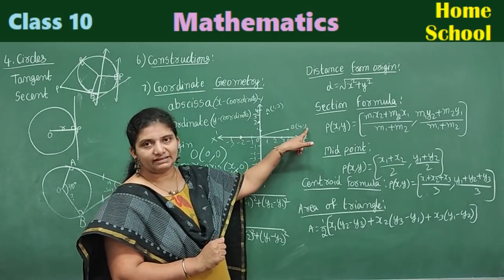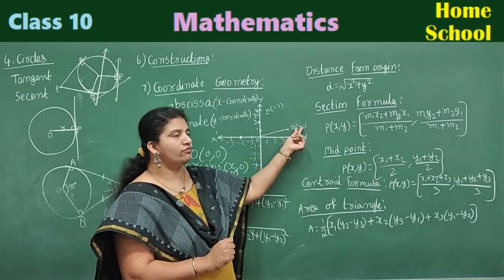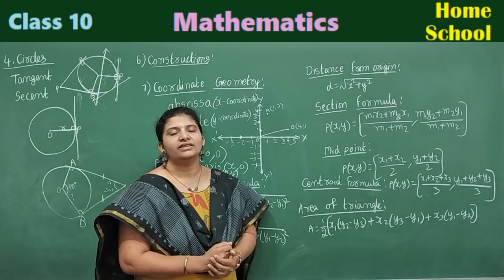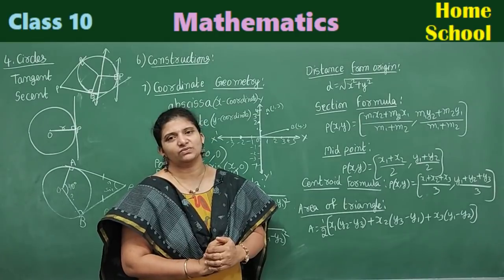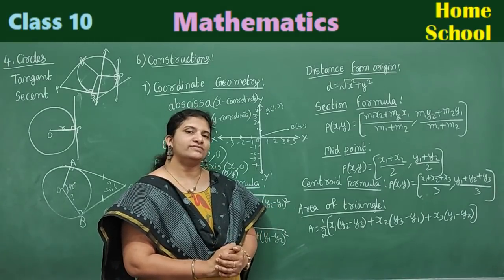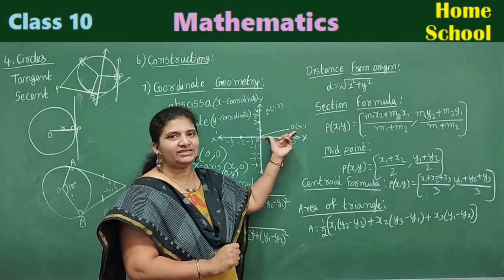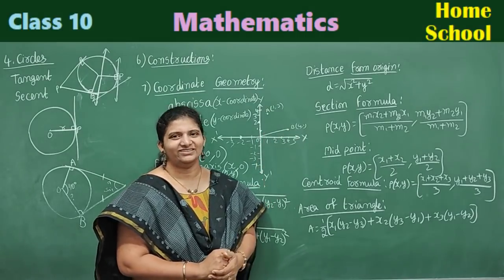This is x and this is y. That is square root of 4 square plus 1 square. That will be 4 4s are 16 plus 1 1s are 1. 16 plus 1, 17. Square root of 17 units from the origin.